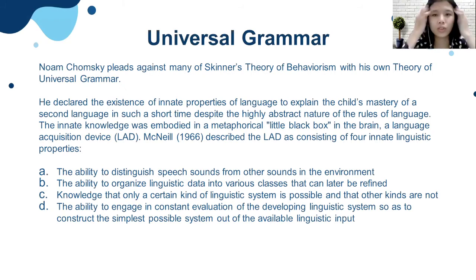Second, universal grammar. Noam Chomsky argues against Skinner's theory of behaviorism with his own theory of universal grammar. He declared the existence of innate properties of language to explain the child's mastery of a language in such a short time, despite the highly abstract nature of the rules of language.